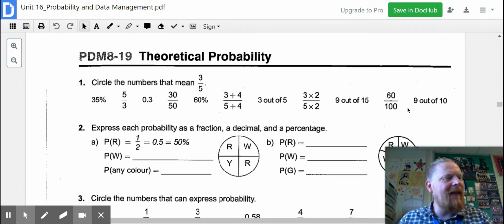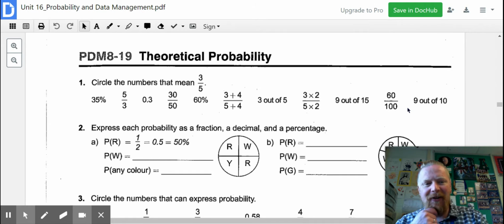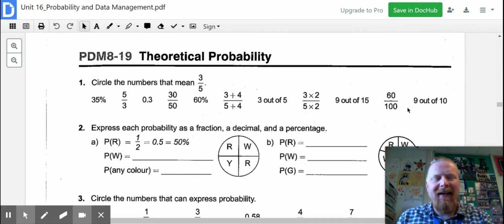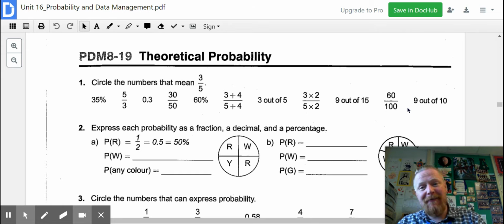So we're going to look at theoretical probability. This is a one-pager lesson in the workbook. And so we're just going to have a go at it, have some fun. Again, I love probability and data management. I love probability because of its ties to games and chance and that sort of stuff.